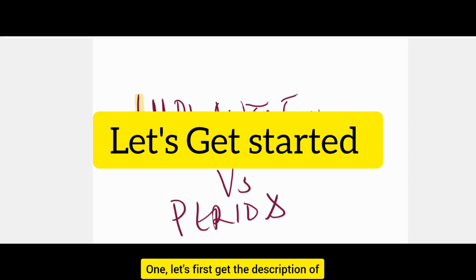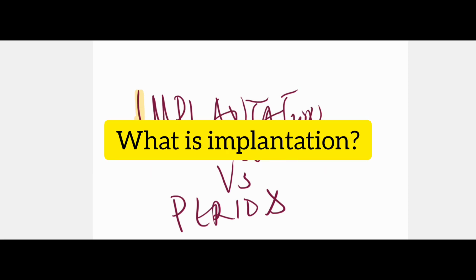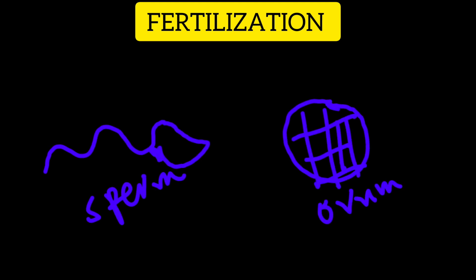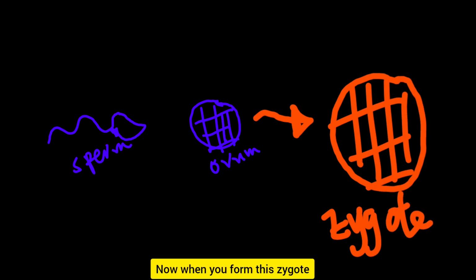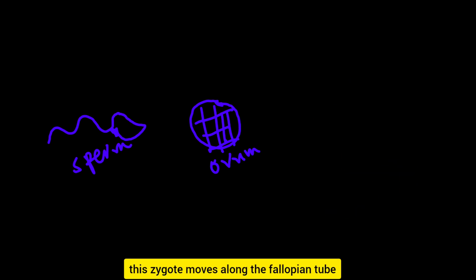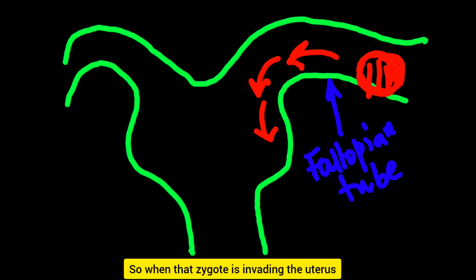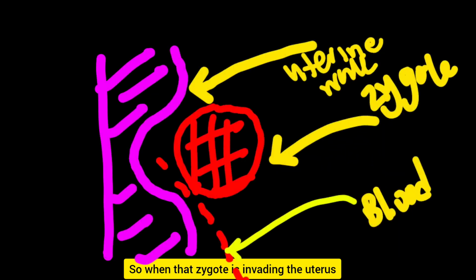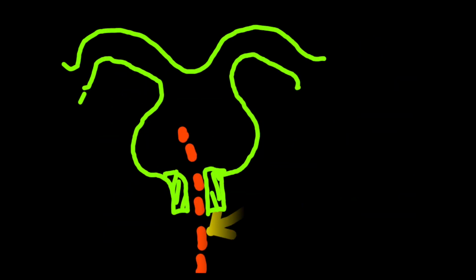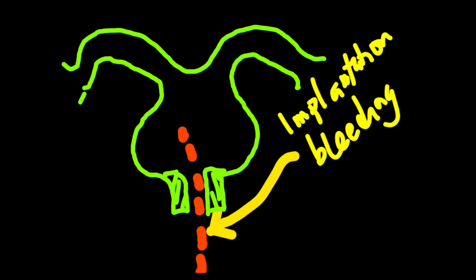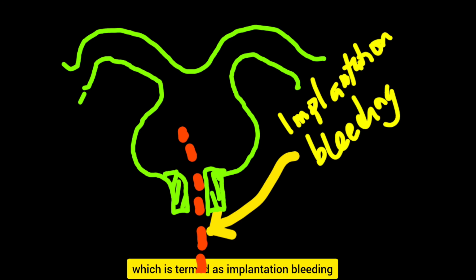First, let's get the description of what implantation is. After fertilization, where the ovum, the egg, meets the sperm, you form what they call a zygote. Now, this zygote moves along the fallopian tube and implants within the uterine cavity. So when that zygote is invading the uterus, it causes some mild bleeding, which usually presents as PV bleeding, pervaginal bleeding, okay, which is termed implantation bleeding.